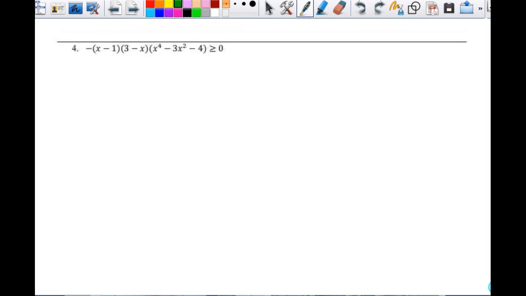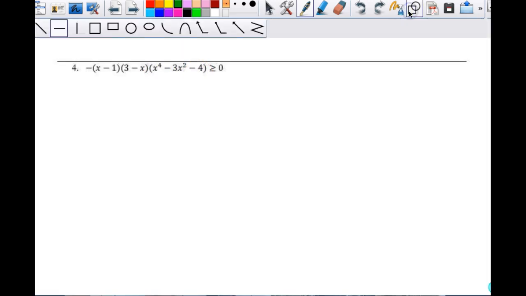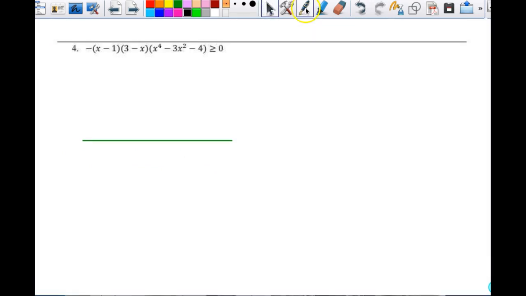All right, number 4. What makes 4 different than the others is that I have a negative like I did on some of the others. Here, I have a couple of things going on. This right here is not in the order that I would like it. I want x to be first, and I need to factor this. Okay? So let me start by getting my number line on here. Okay.